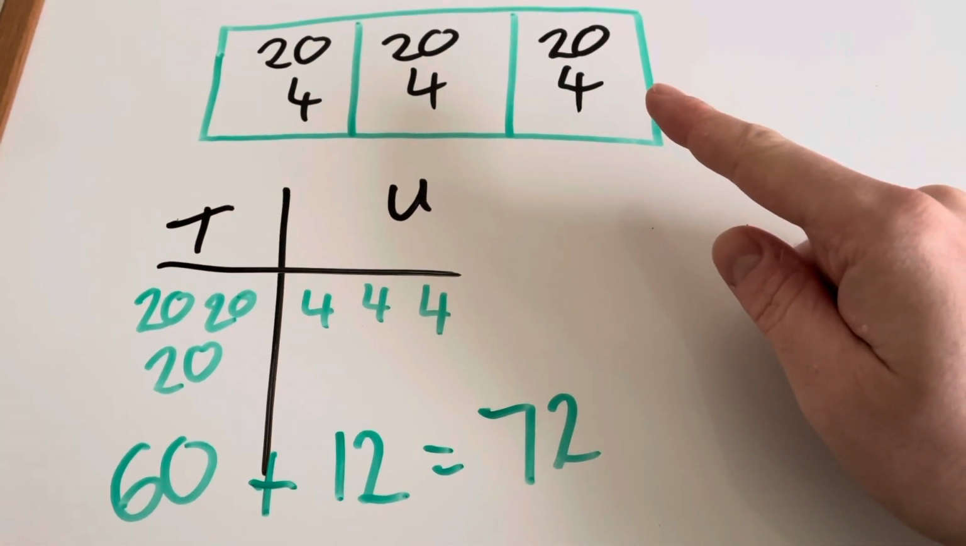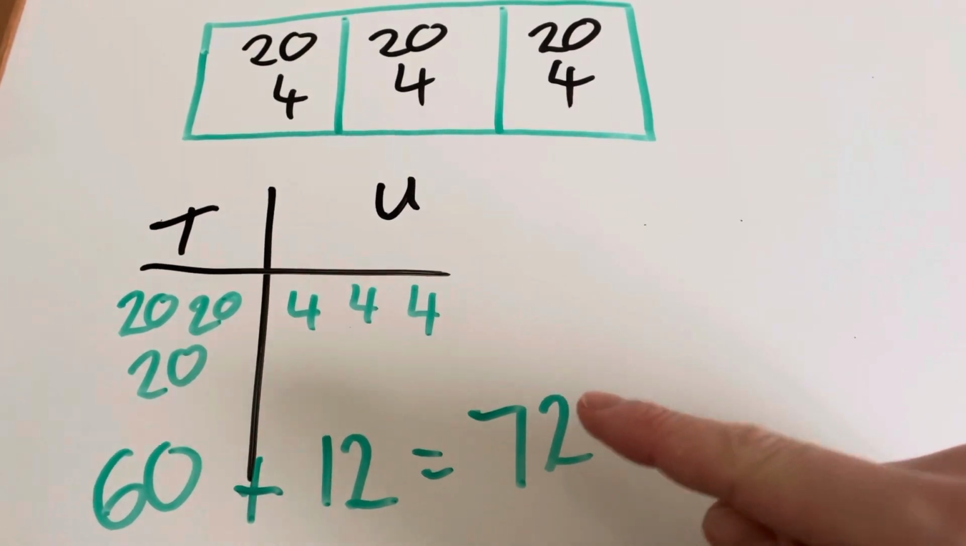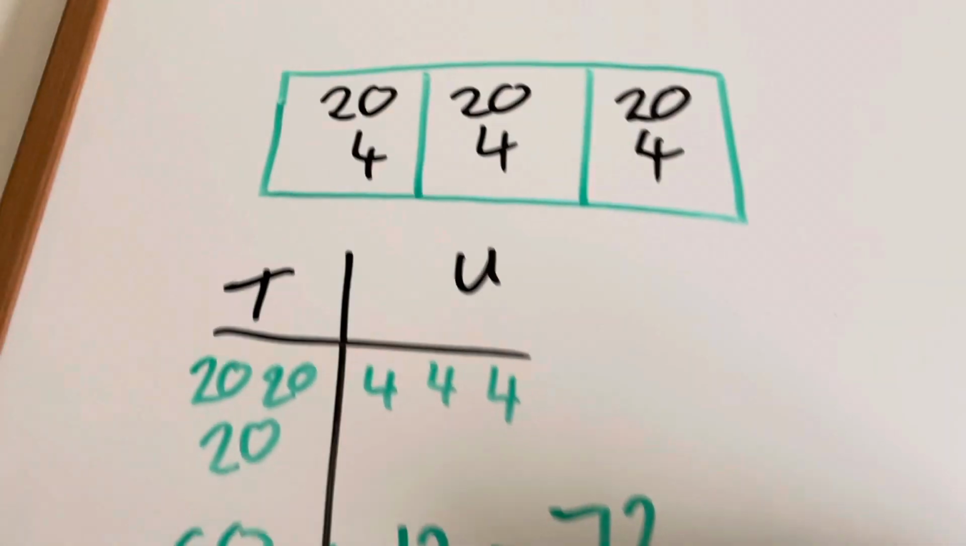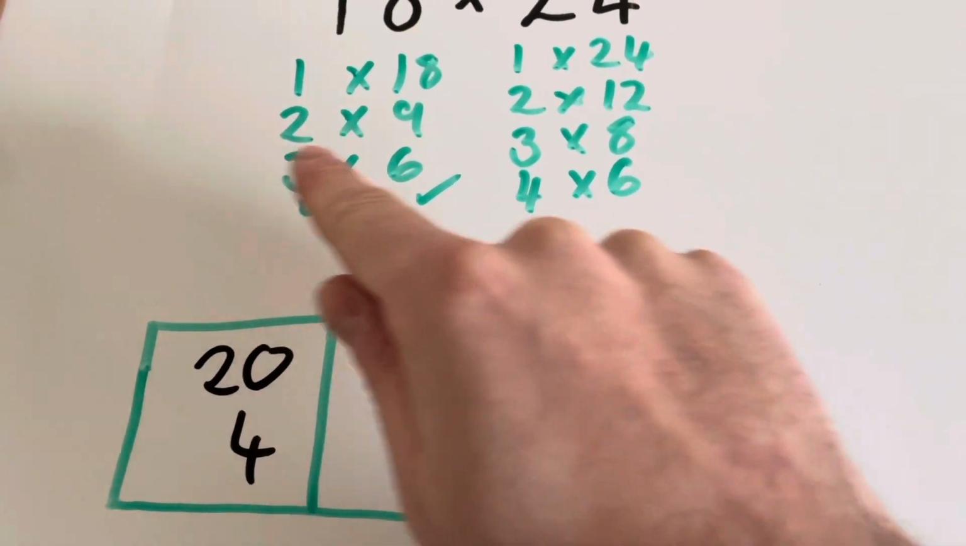I know I need 18, but now each box is going to be worth 3 instead of 1, so it makes me be able to count faster. So what I'm going to do is the next part. My other factor I've got here, I've done the 3, so I'm going to do the 6.